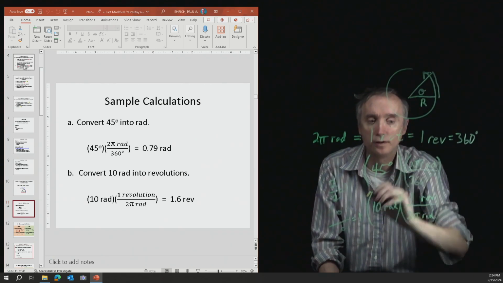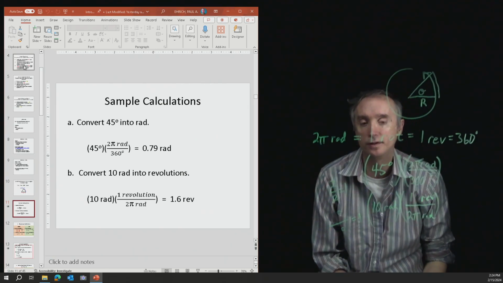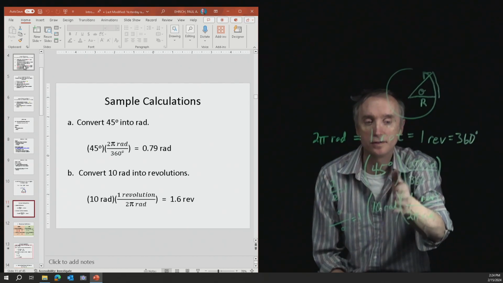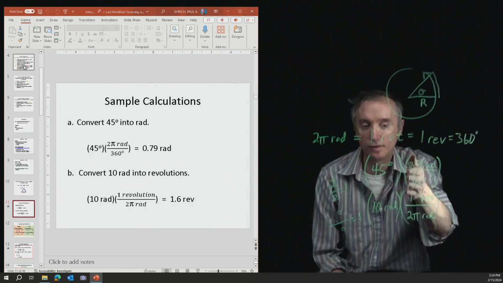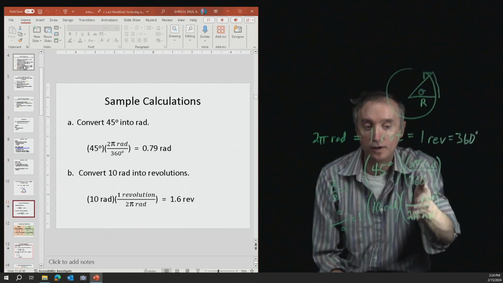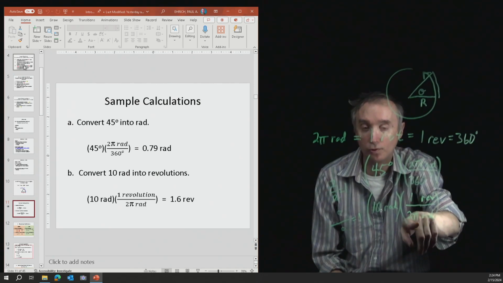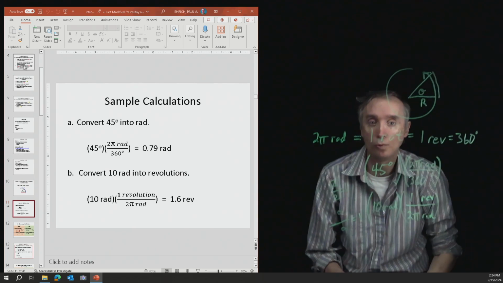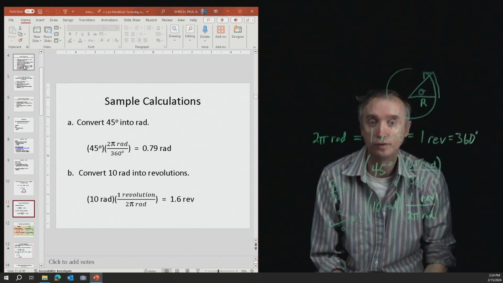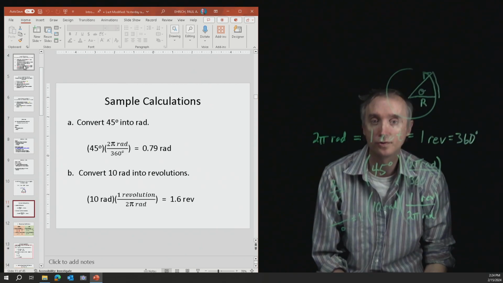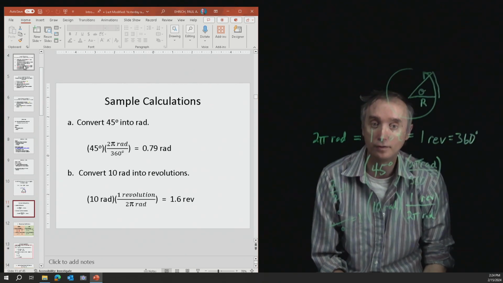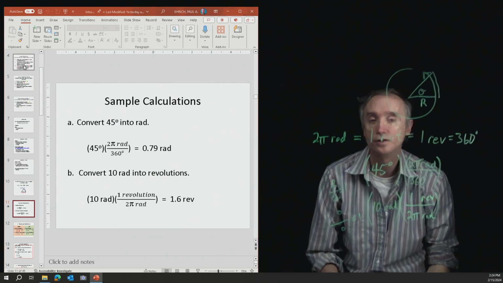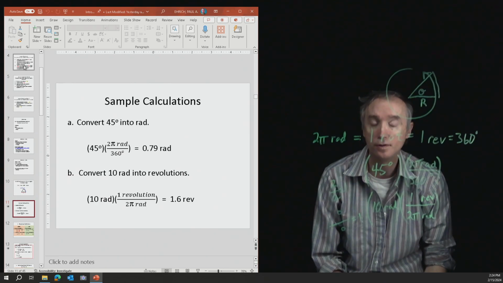So 1 revolution has in it 2 pi radians. So we're going to take 10 times 1 is 10. 10 divided by 2, 5. 5 divided by 3.14, so that's pi. And then we end up with 1.6 revolutions. Don't forget to put the units on the end of it. So don't just give me a number. You should always give me the number and then the unit that goes on the end of it.